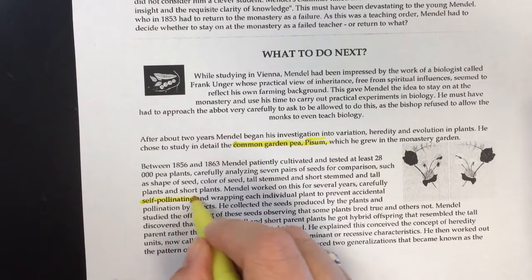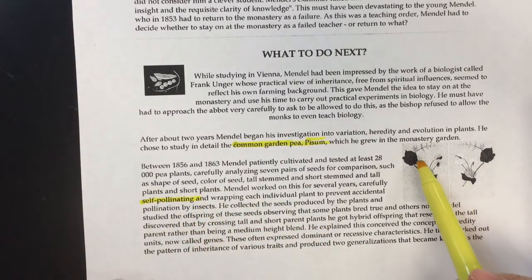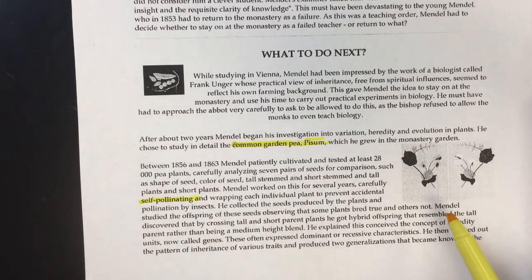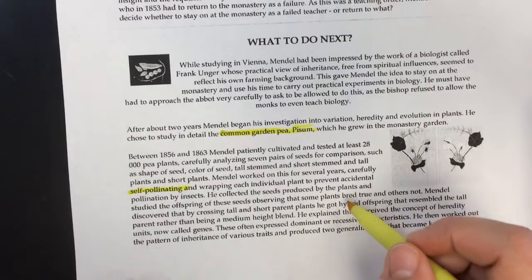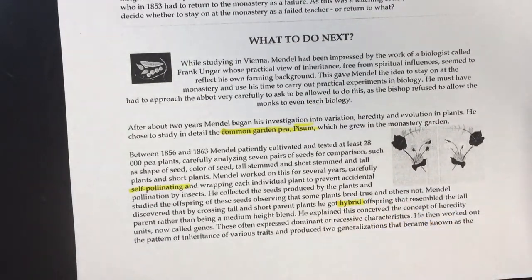And so self-pollinating means that they could actually pollinate themselves, and allowed him to really be able to track the traits of those and know which plants were mating with which. And so another word that comes out of here that I want you guys to focus on is the word hybrid. Sometimes we refer to this as our heterozygous, where we're mixing two different traits like tall and short, and the offspring of those would be considered our hybrid.